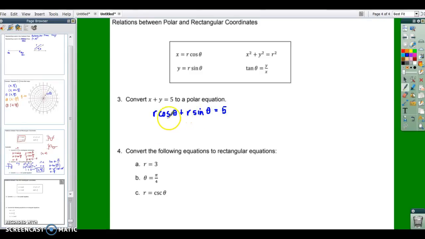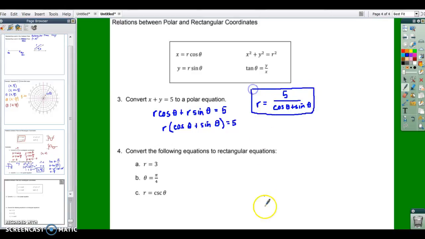And now, when I write it in polar form, I want to write it in terms of r. So I can factor an r out of both of these terms. And then if I divide both sides by cosine theta plus sine theta, I end up with 5 over cosine theta plus sine theta. And that is the polar form of that rectangular equation.